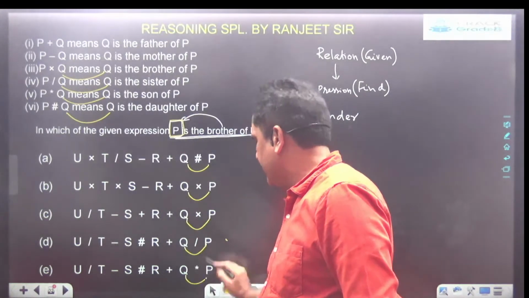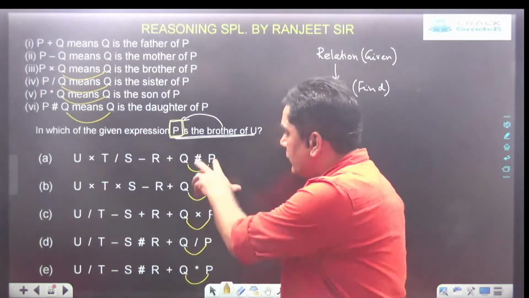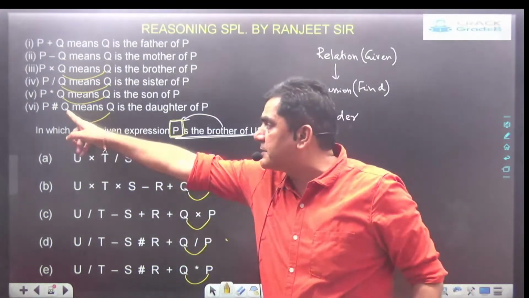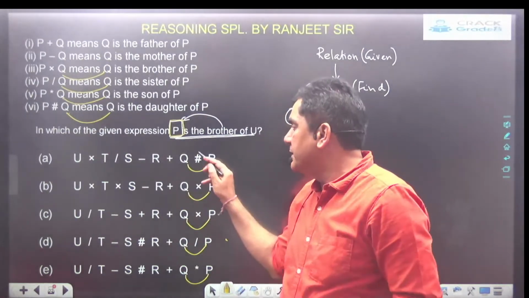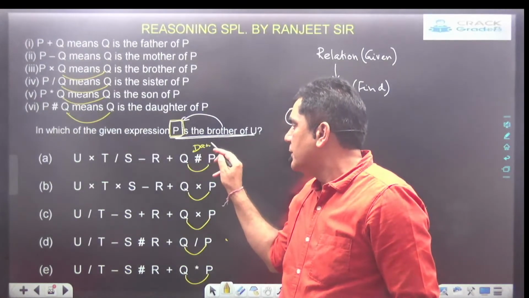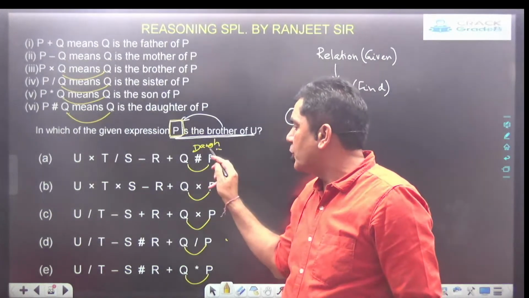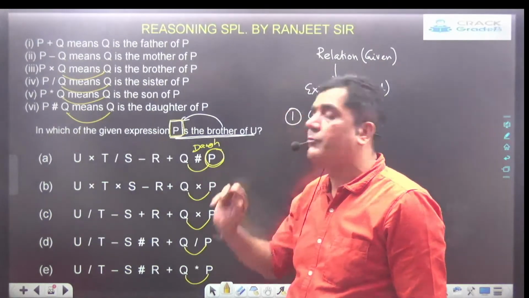And I will take like this. Now if I am going to take like this, since the last person has come at the first place, I will say Q has P. Has means daughter. So I will say P is the daughter of Q. So P is the daughter means P must be female.